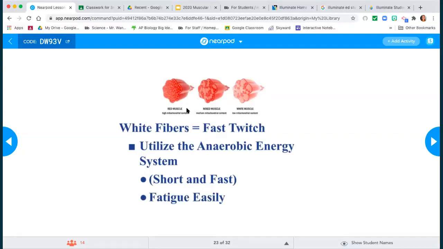So if you have a greater portion of white fibers, which are your fast twitch fibers, you probably gravitate towards the fast, quick, explosive things. Sprinting, diving, powerlifting, those quick, fast things. Now, you would tire very easily at these, because they use the anaerobic energy system. Anaerobic, if you remember from biology, is not as energy efficient as aerobic. Anaerobic means without oxygen. So these are short and fast, and they have to be short and fast because they're going to fatigue easily.